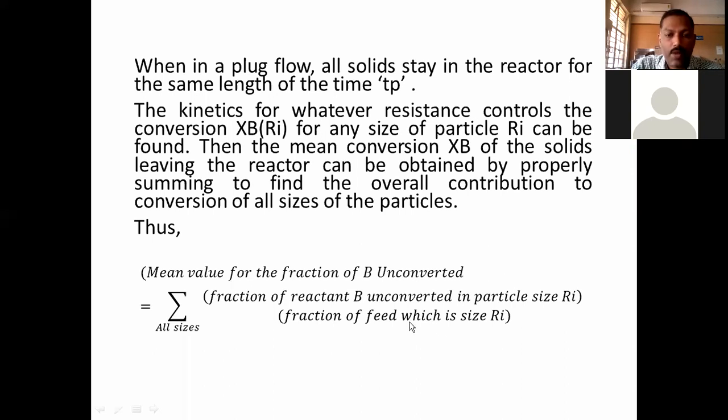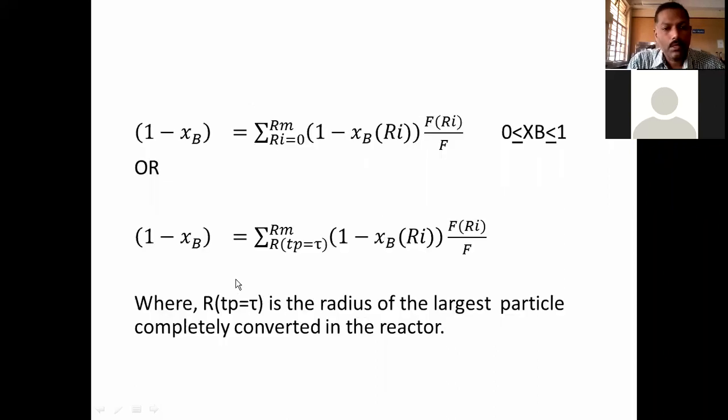So how much? That is the feed fraction, the mass fraction of that component, so we take the summation. Suppose 3 particles are there; we take the product for all 3 particles and then sum. Mathematically we write 1 minus X_B equals the summation over R_i from 0 to R_m of (1 minus X_B(R_i)) times F(R_i)/F. This is the mass fraction F(R_i)/F, and 1 minus X_B(R_i) is the fraction of unconverted particles of size R_i. The summation runs from the lowest particle size to the highest particle size.